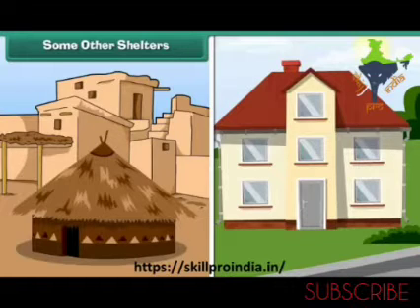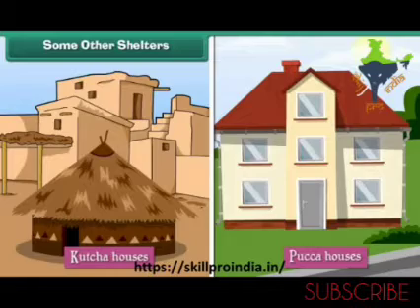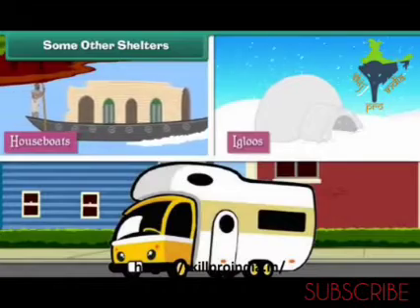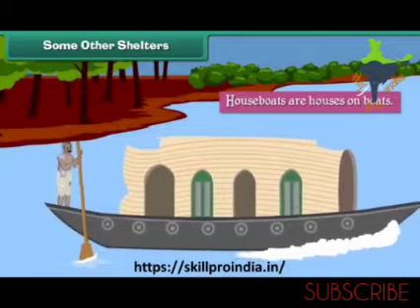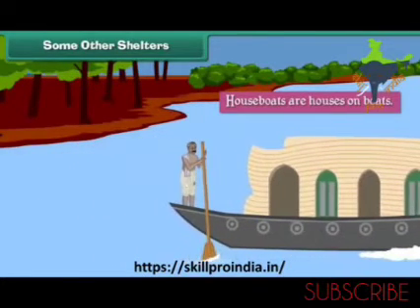Some other shelters. Apart from kacha and pakka houses, there are some other forms of shelter. They are houseboats, igloos, caravans. Houseboats are houses on boats. They float on water. They are found in Kerala, Kashmir, etc.